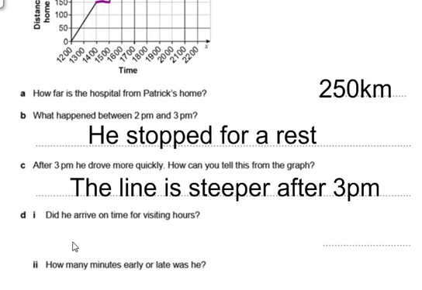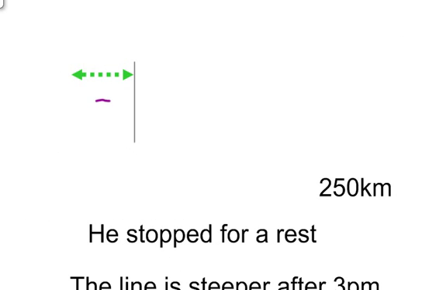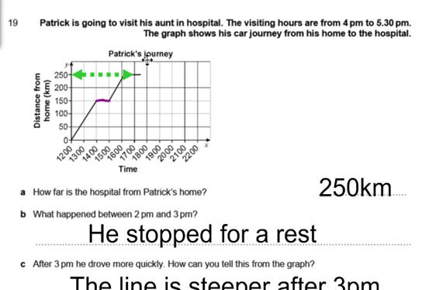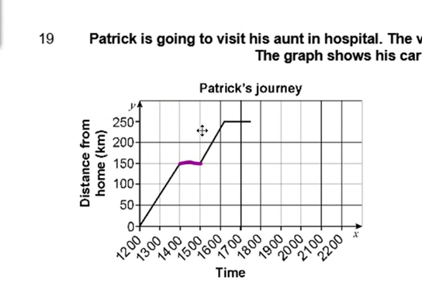Okay, part D. Did he arrive on time for visiting hours? Now, visiting hours were starting at 4 p.m. Now, did he arrive by 4 p.m.? If we look at the graph, I'm just going to zoom in a bit to make it clear. Now, 4 p.m. there, we can see that he did not arrive on time. He arrived just after 4 p.m.